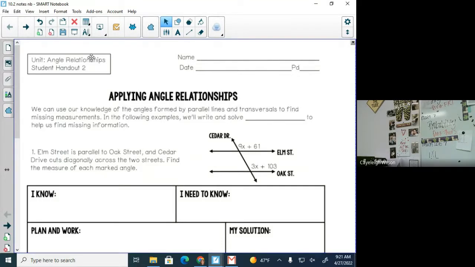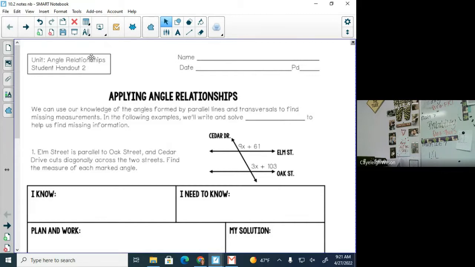Alternate interior, which means they're inside the 2 parallel lines, alternate of each other. Alternate exterior, they're outside the parallel lines, opposite of each other. Vertical angles directly across from each other, and then straight supplementary. They could be here and here. They could be like here and here.